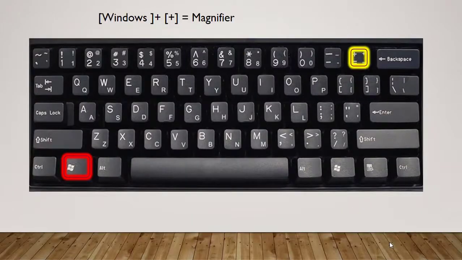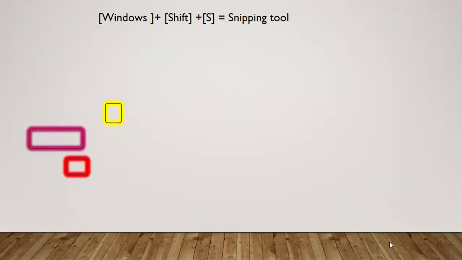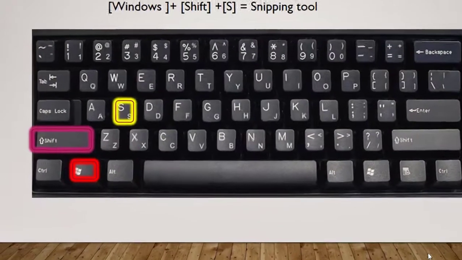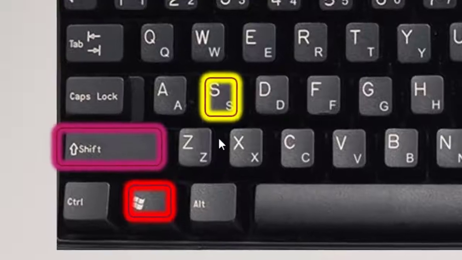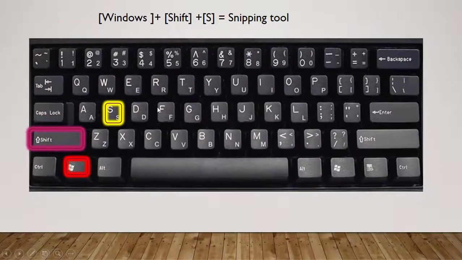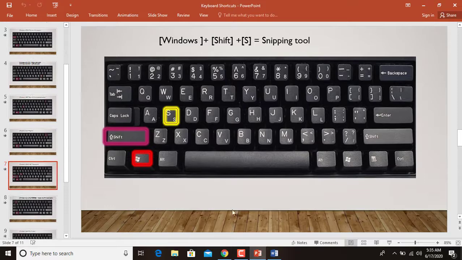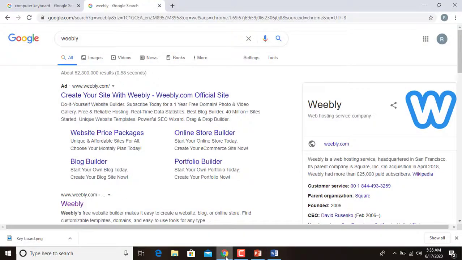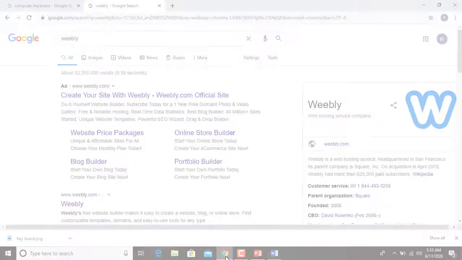Let us move on to the next shortcut key, which is nothing but Windows plus Shift plus S from the keyboard. What is going to happen when you press these three keys together? It is going to give us the snipping tool. So let me show you what is going to happen. Let me go to my browser.